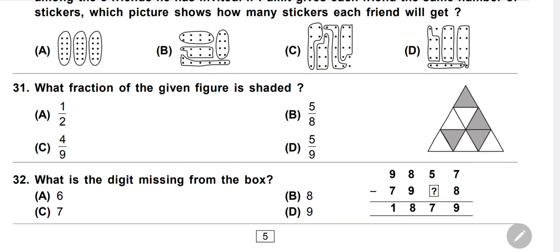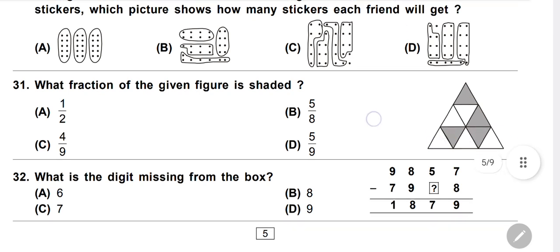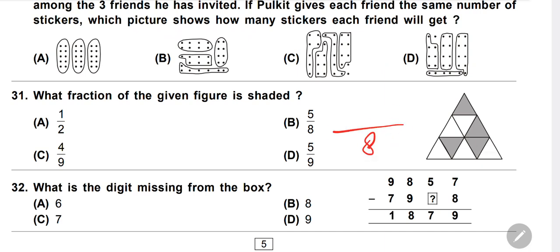Now, what fraction of the given figure is shaded? What is a fraction? Suppose a number is whole. So a fraction is a part of that number. If you count all the triangles in the bigger triangle, 1, 2, 3, 4, 5, 6, 7, 8. Total 8 triangles are there. How many of them are shaded? 1, 2, 3, 4. So 4 are shaded. So this answer will be 1 by 2. Is there any answer? Yeah, this one. The first is the answer.